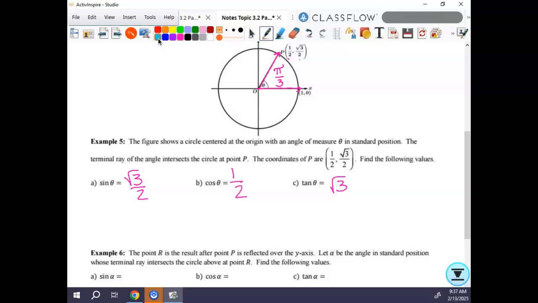Okay. This will be much harder had we not done all that other stuff already. So before I scroll, it says the point R is the result after point P is reflected in the y-axis. So this is R. Okay. Let alpha be the angle in standard position. So that means here, this is alpha. What is this ordered pair then? Negative 1/2, square root of 3 over 2. Yes? All right. Y'all answer those questions down there while I hand out your assignments, and then we'll talk about them real quick.